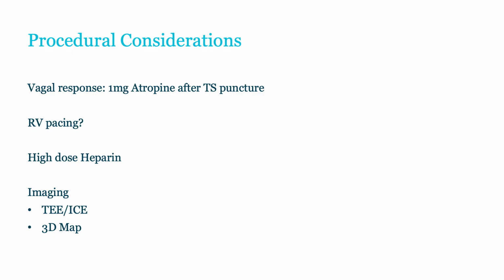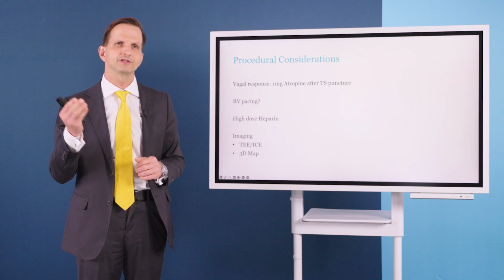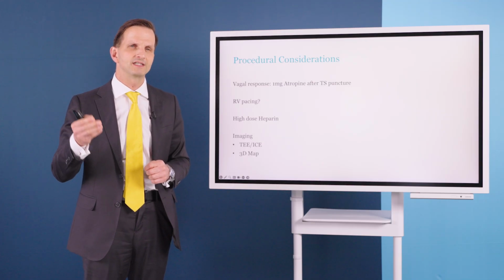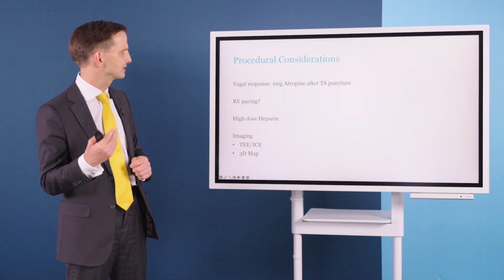First of all, it's very important that you give atropine. So for us, I think the key difference between an RF-based procedure and a PFA procedure is that when we do the transeptal puncture, we not only give heparin, but we also always administer 1 milligram of atropine in order to prevent the vagal response.